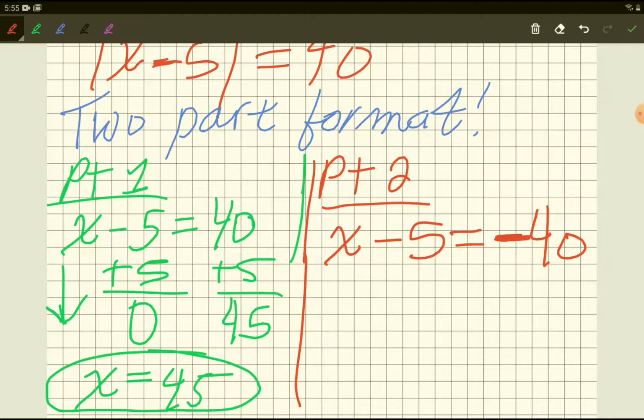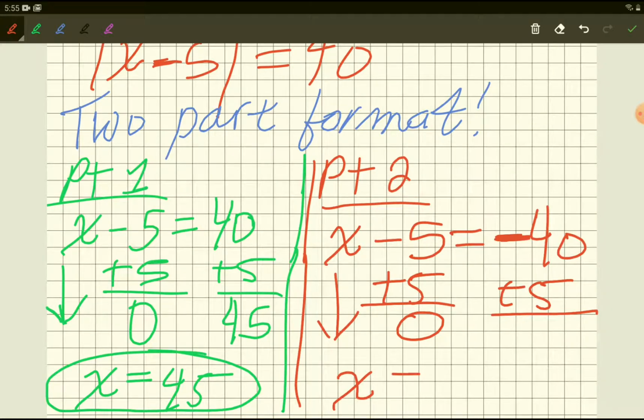Part 2 now. Add 5 on both sides. That's 0. That drops. X equals negative 35.